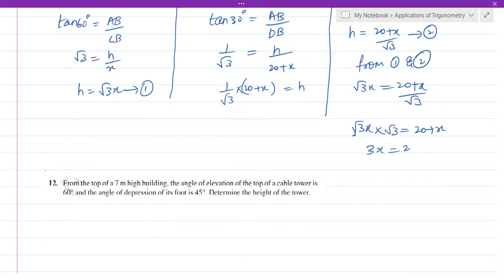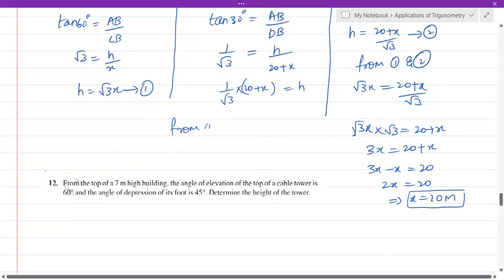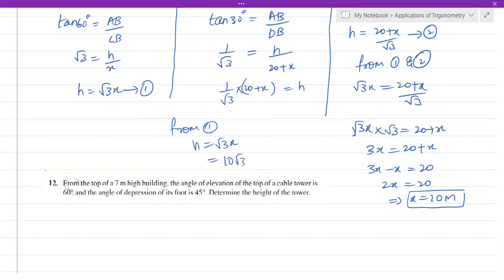So 3X is equal to 20 plus X. Send the X to the other side. 3X minus X is equal to 20. Therefore, 2X is equal to 20, which implies X is equal to 10. So the width of the canal is 10 meter. Now from equation 1, H was equal to root 3X. X is 10. Therefore, H will become 10 root 3 meters. That's the height of the tower.